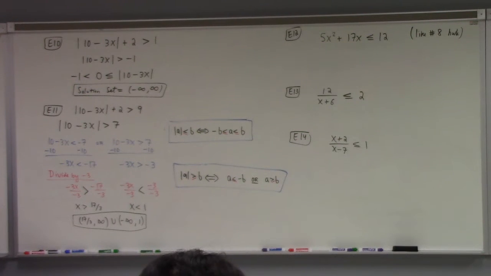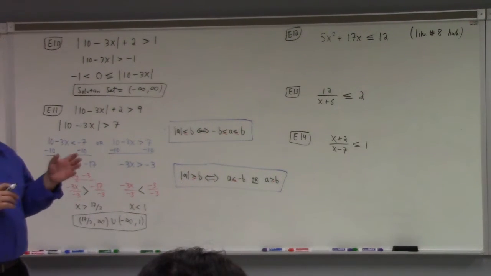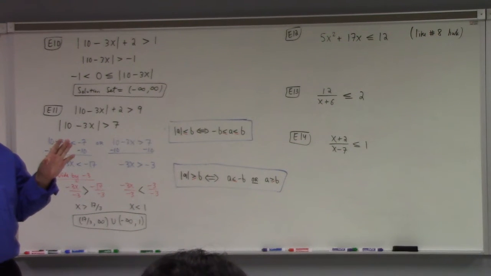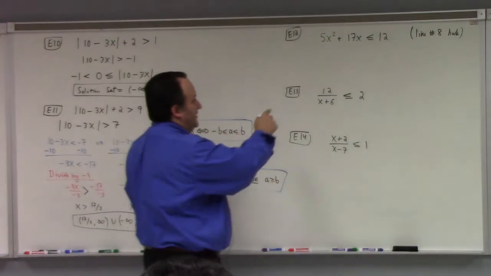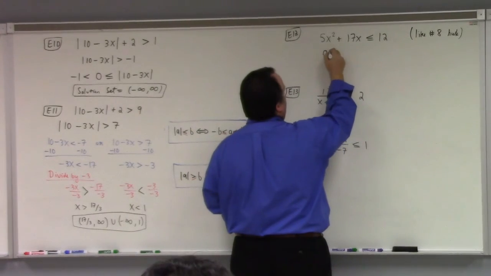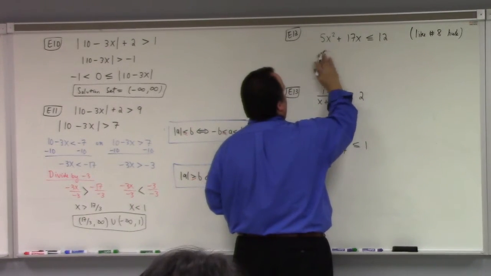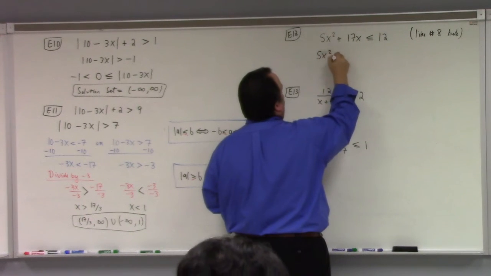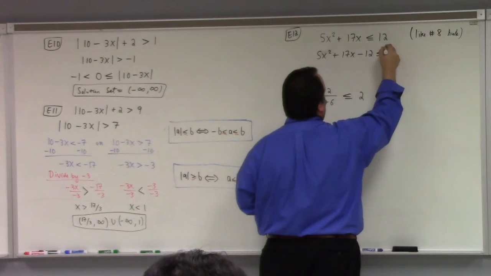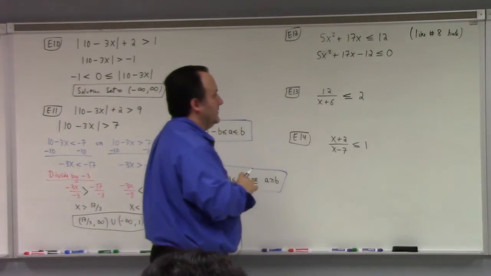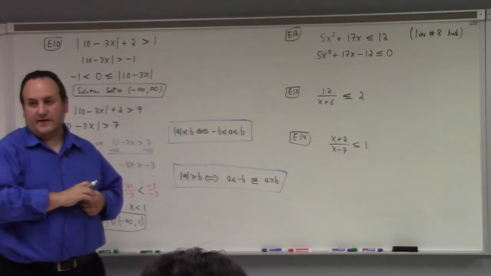What makes these different than the problems we've worked in here this week? They're not compared to 0, right? So the first order of business is to make them fit the format we know how to solve, which is pretty easy for this one, right? So we just do 5x squared plus 17x minus 12 less than or equal to 0, right? And then you can go to town on that.